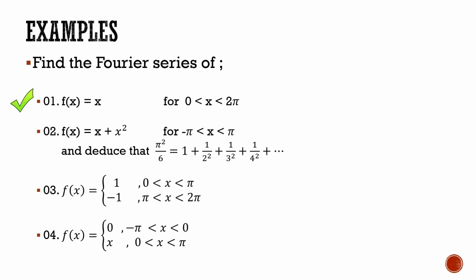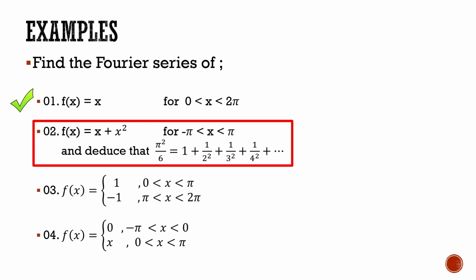Let's move to example number 2, which is f(x) equals x plus x squared for x greater than -π and less than π, and deduce that π squared over 6 equals 1 plus 1 over 2 to the power 2 plus 1 over 3 to the power 2 plus 1 over 4 to the power 2 plus so on.